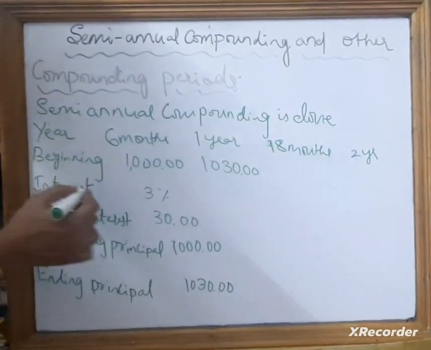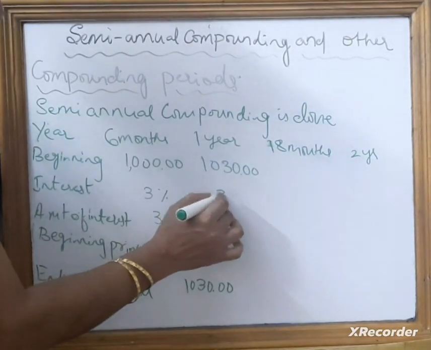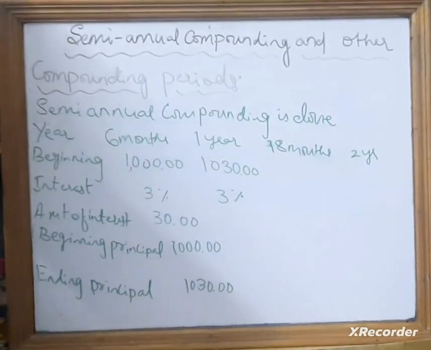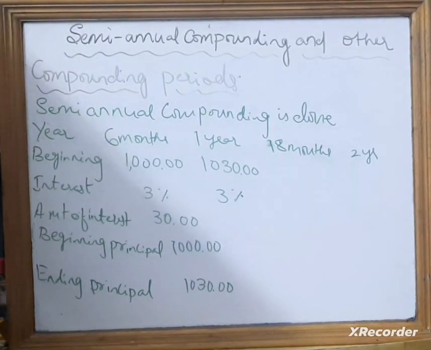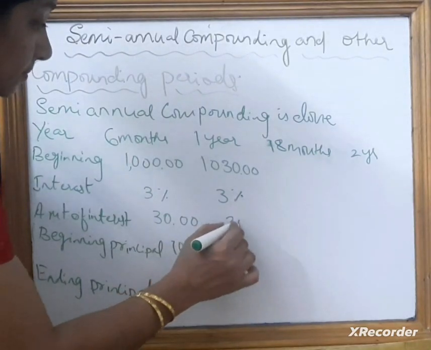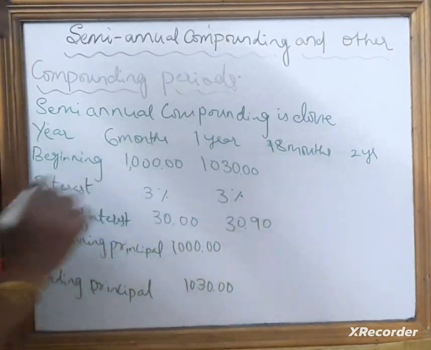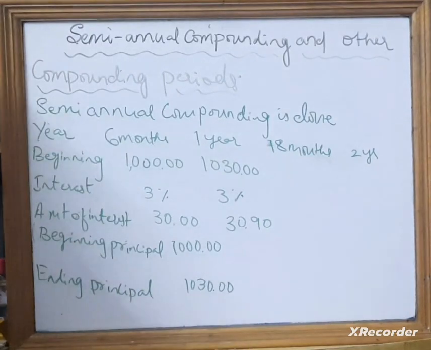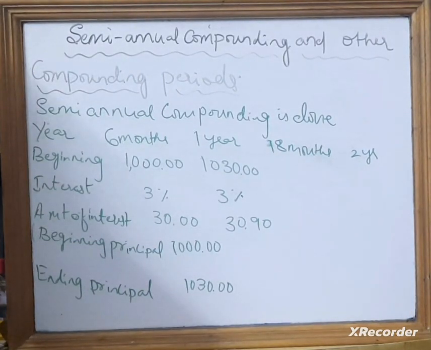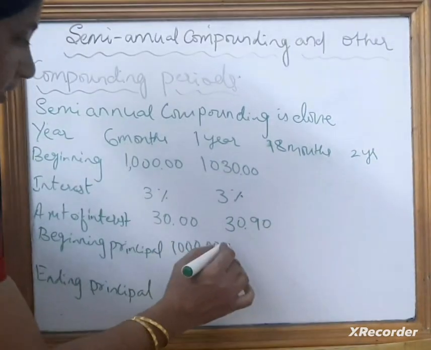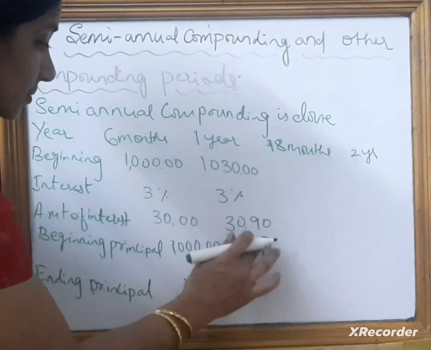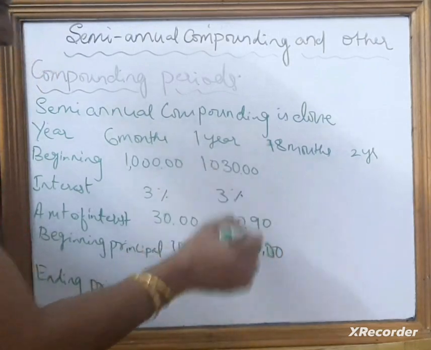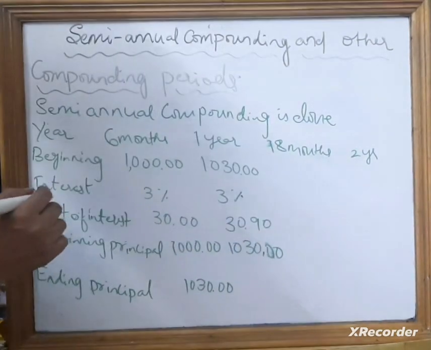Interest remains the same, that is 3%. So interest on 1030 is 30.90. So the beginning amount was 1030. Ending amount will be 1060.90.